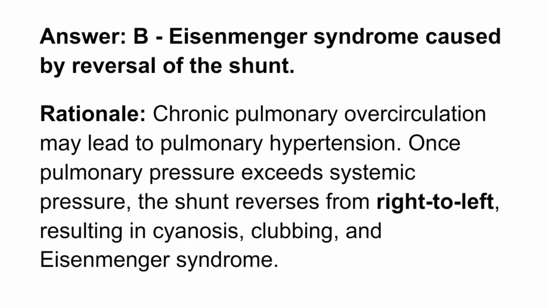Answer. B. Eisenmenger syndrome caused by reversal of the shunt. Rationale. Chronic pulmonary overcirculation may lead to pulmonary hypertension. Once pulmonary pressure exceeds systemic pressure, the shunt reverses from right to left, resulting in cyanosis, clubbing, and Eisenmenger syndrome.